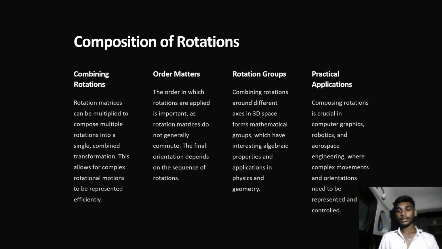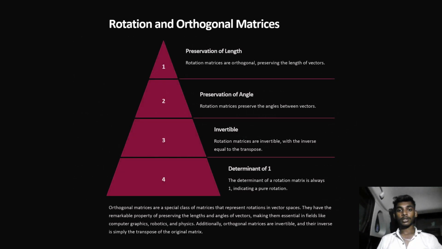Practical applications. Composite rotation is crucial in computer graphics, robotics, and aerospace engineering, where complex movements or orientations need to be represented and controlled. Rotation and orthogonal matrices.